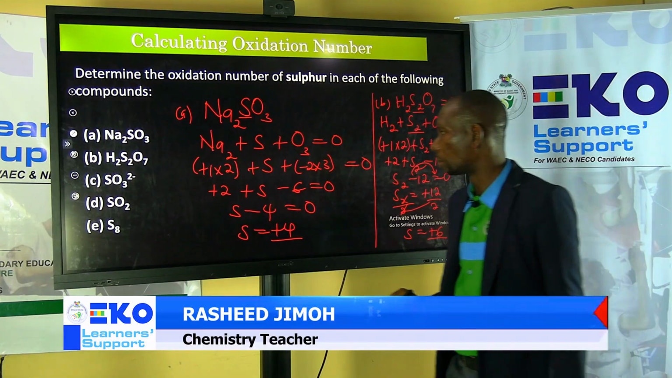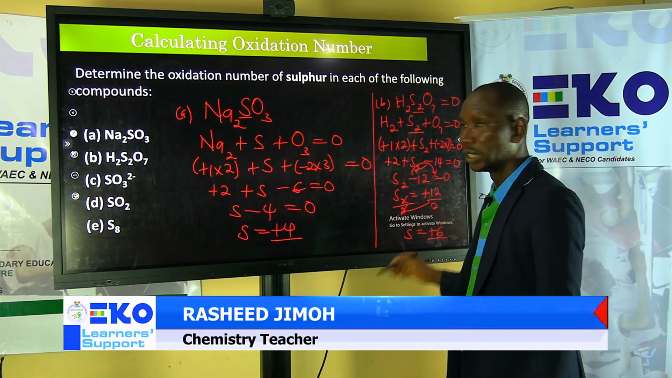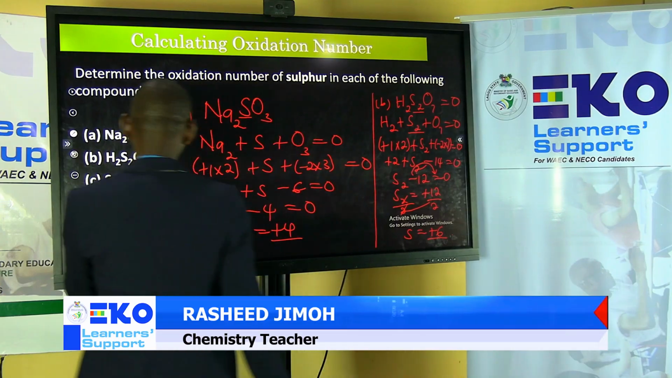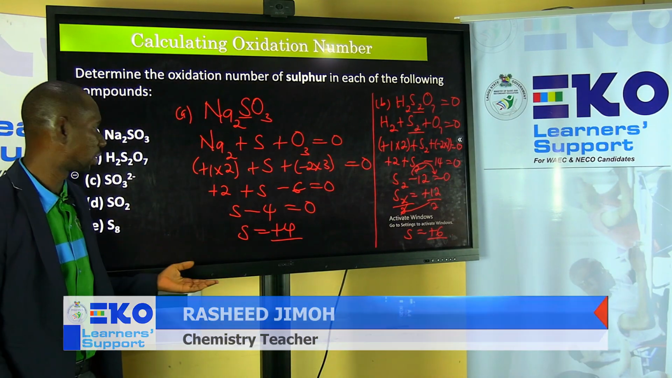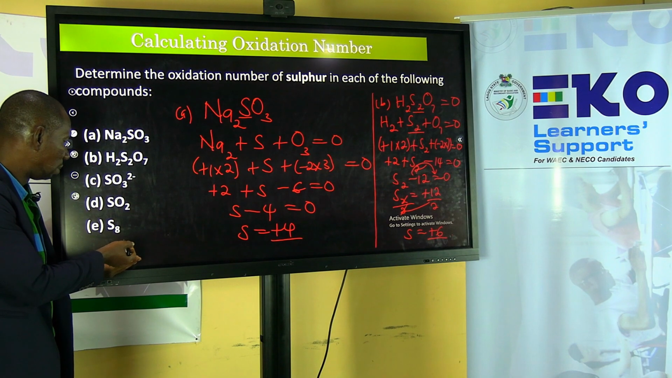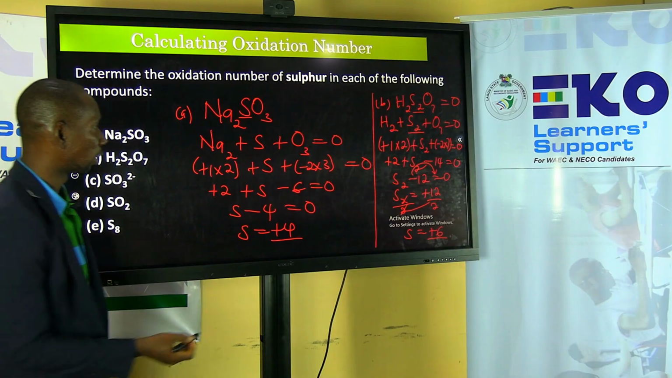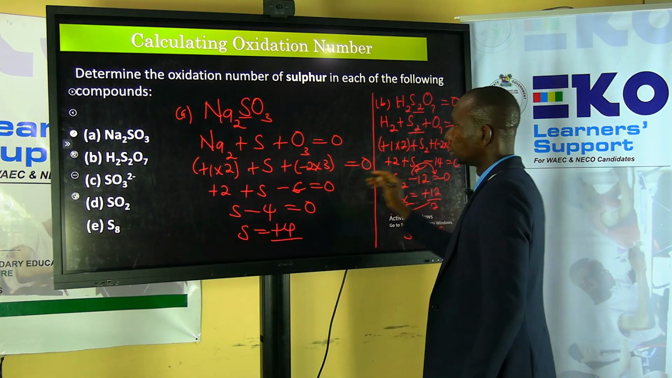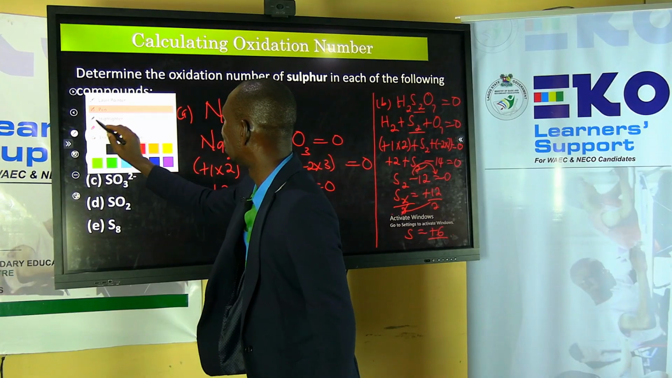In another video, I'm going to challenge you to actually give the names of these compounds. So I expect you to be able to now use this to do C, D, and E. E is even straightforward there because you have an element in a free, uncombined state. So well done, you're doing fantastically well.